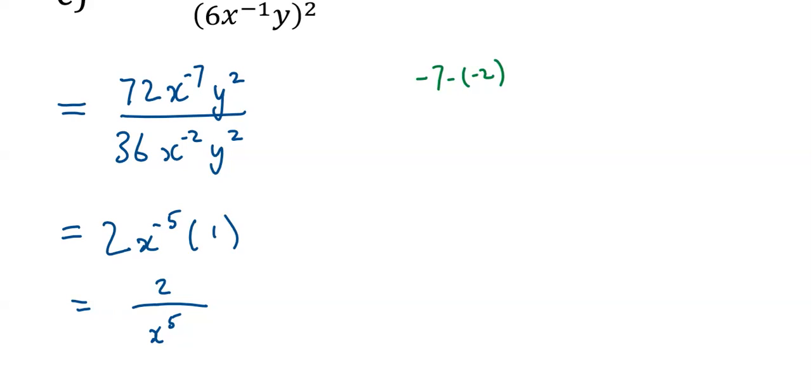I did 2y over 5x. Is that just because the 2, subtract the 2 is 0, and y to the 0 is 1? So it's not y to the 1, it's 1. So the y shouldn't be there. Yeah, be careful of that.